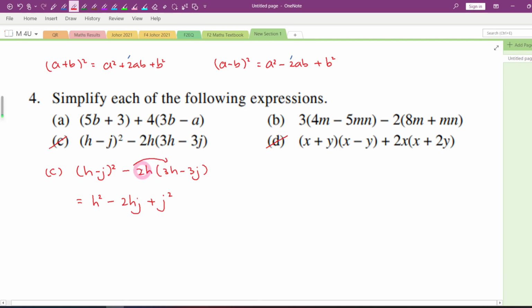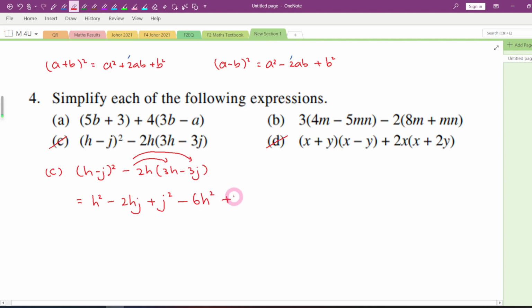We don't just focus on 2h, but together with the sign in front of 2h, which is negative. So negative times positive, we get negative. 2 times 3, you get 6. h times h, you get h squared. Okay. Now, same thing here. Negative times negative, we get positive.